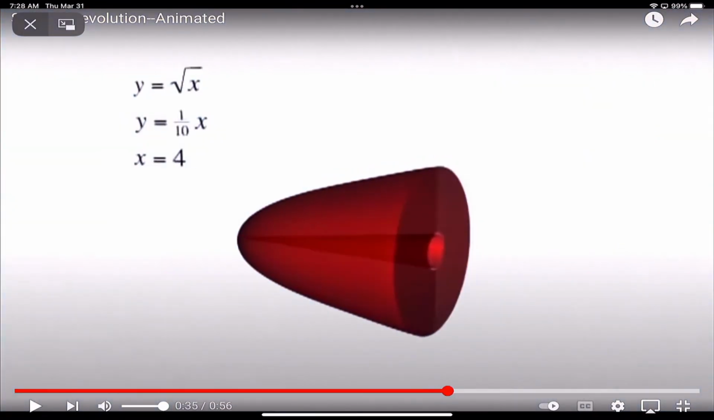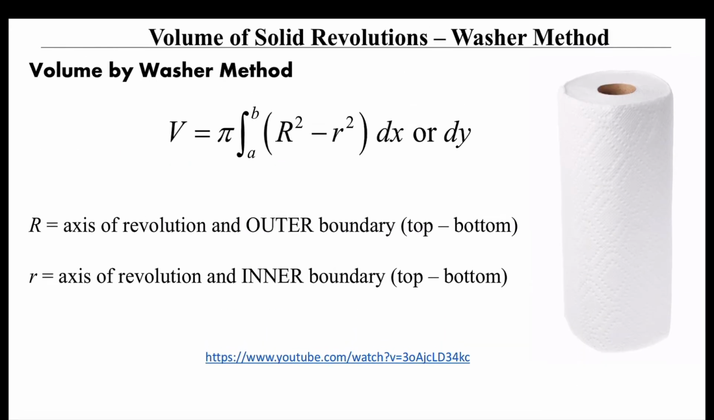When it revolves around the x-axis, it's not completely solid. It's got a little bit of hollowness there, right? That's the type of shape we're going to run into today. That's the only difference. Everything else is the same. It's still the same revolutions, right? Revolutions over a horizontal line or over a vertical line. That's still the same. If you look at the formula, it's very similar.